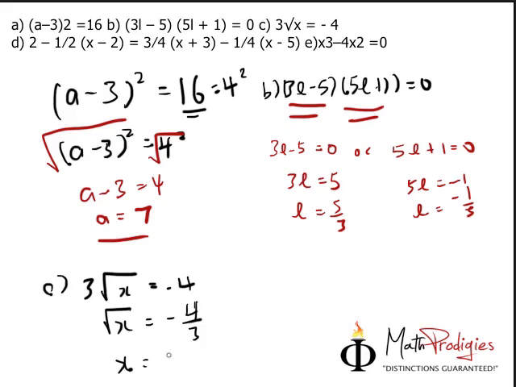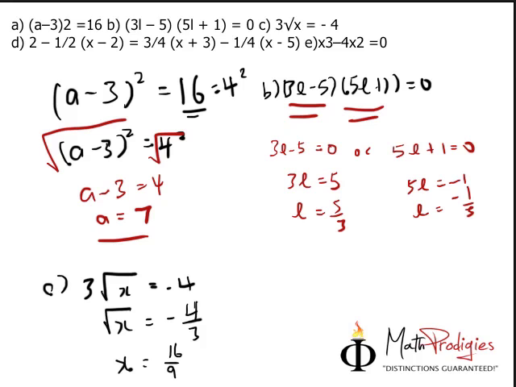In other words, negative times negative gives you positive. So we don't have the negative anymore. 4 times 4 gives you 16. 3 times 3 gives you 9. So the answer is actually 16 over 9. Okay, if you got that one right, high five, because you are a math prodigy. Good job to you.